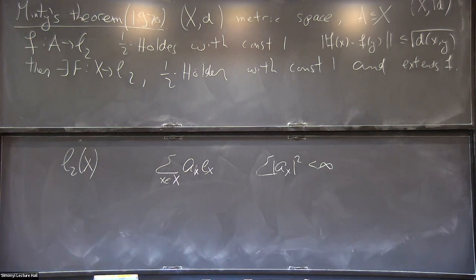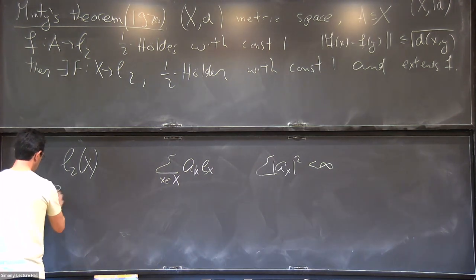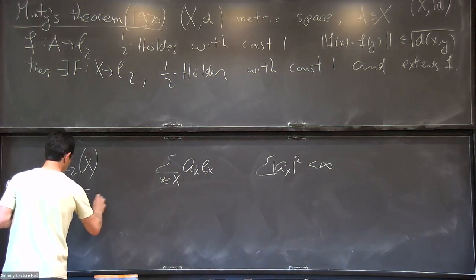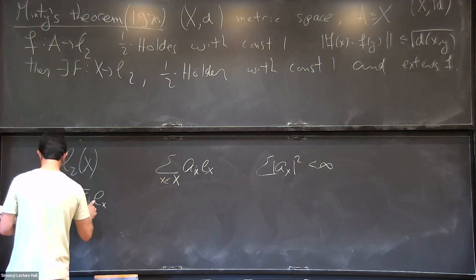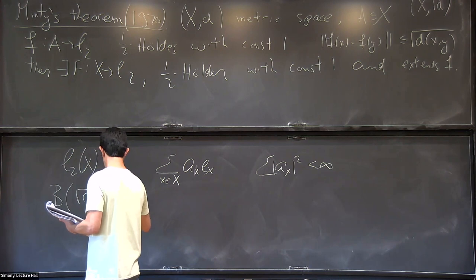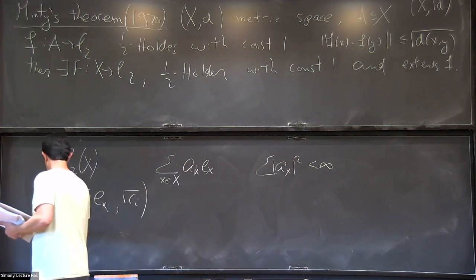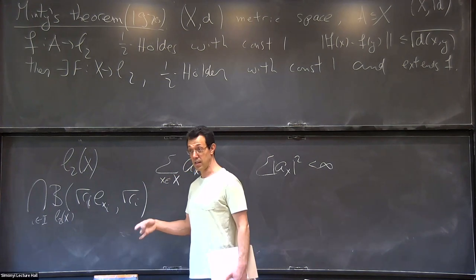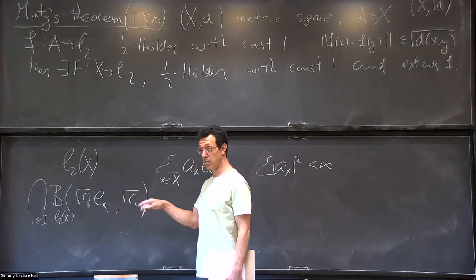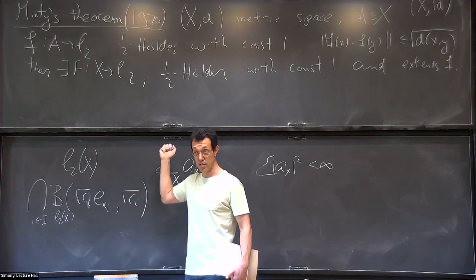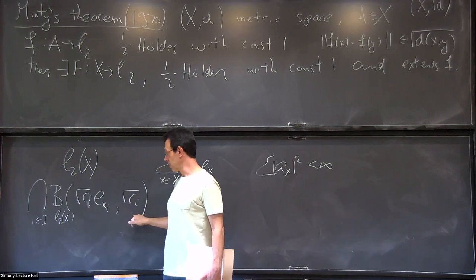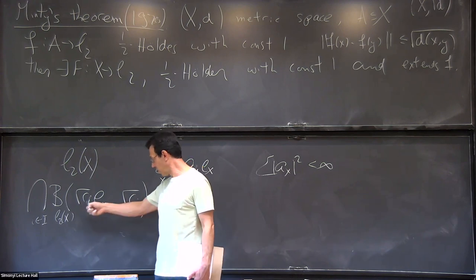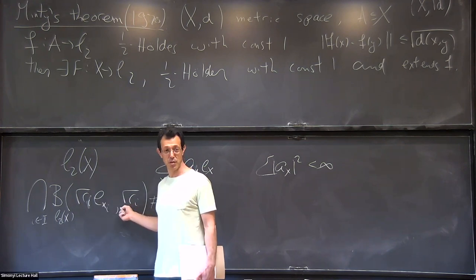Okay, so then in L2 of X, you look at the ball of radius root r_i around x_i. I claim that if I look at the criterion, a collection of points x_i, such that the intersection of the balls around x_i with radius r_i is not empty, I want to deduce this for the y's. Why is this not empty? The point zero in L2 of X is at distance root r_i from each of these.